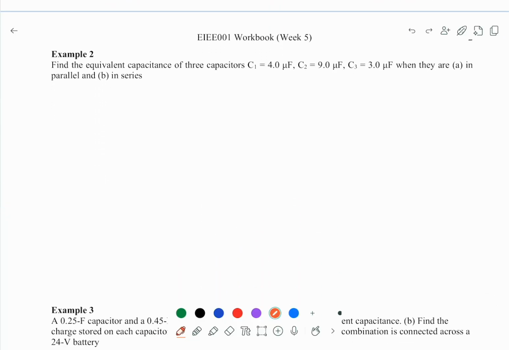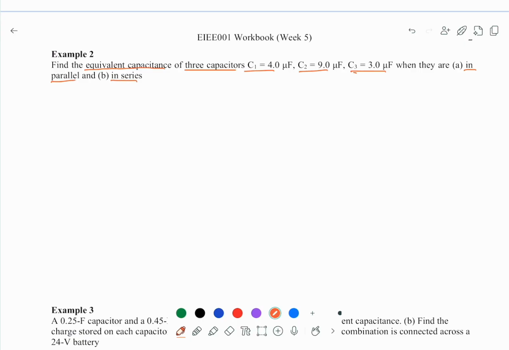Example 2, we have 1, 2, 3 capacitors, and we want to find the equivalent capacitance of these 3 capacitors if they are connected in parallel or in series.